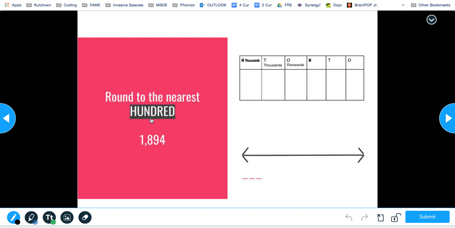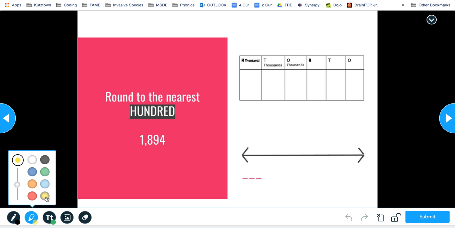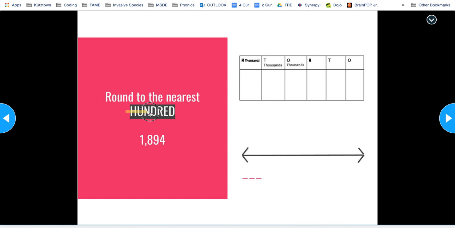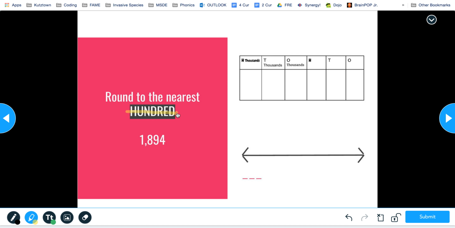I noticed something different about this. No longer does it say round to the nearest thousand, it says round to the nearest hundred. It's already highlighted. You're welcome. It won't always be highlighted, but let's stay in the practice of making sure we understand our directions. Round to the nearest hundred.